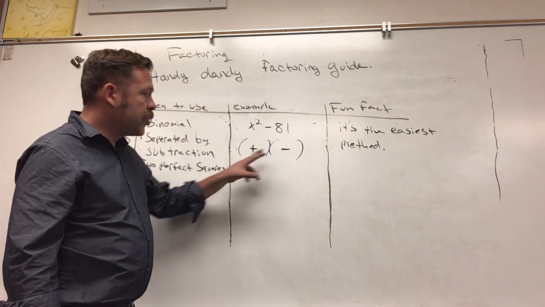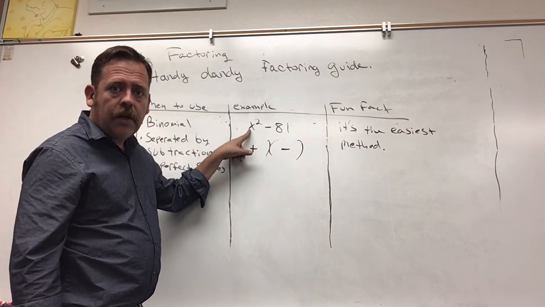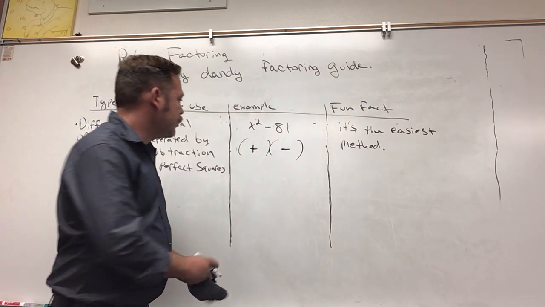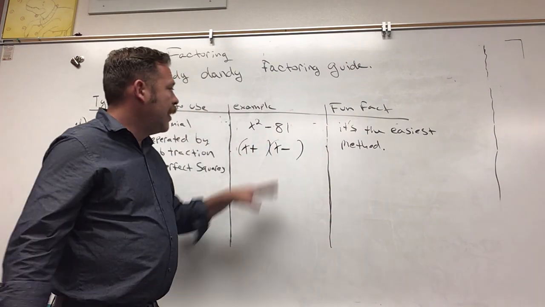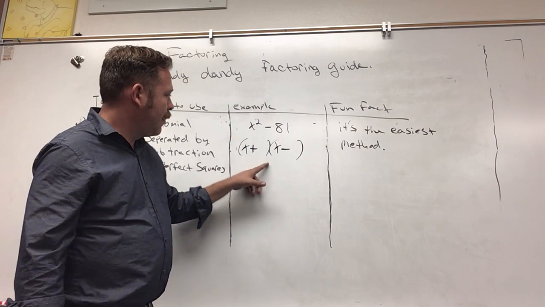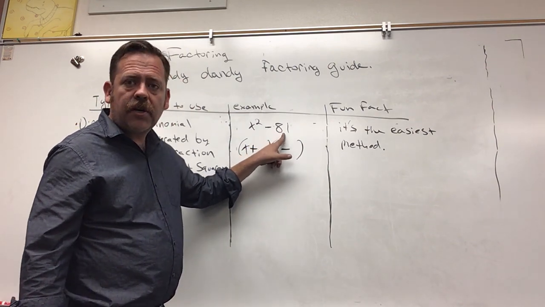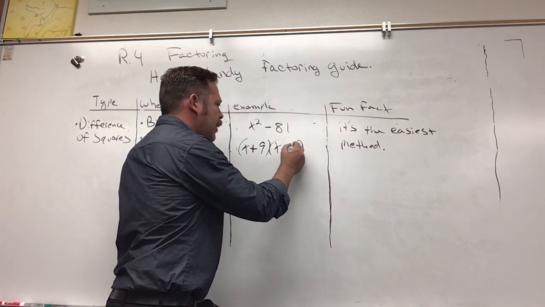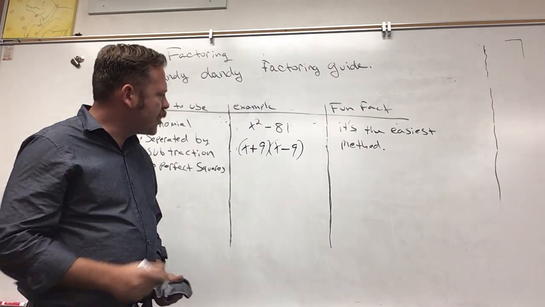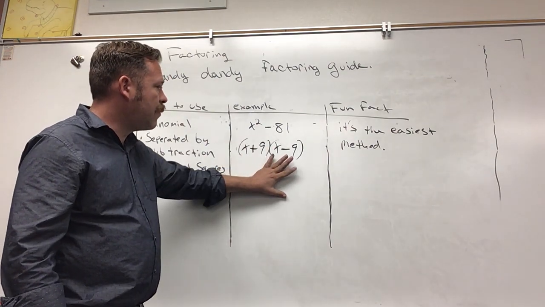And then the first term in each factor is going to be the square root of the first term. So what's the square root of x squared? X. And then x here as well. And the second term of each of these factors is going to be the square root of the second term. So what's the square root of 81? It would be 9 and 9. So x squared minus 81 factors to x plus 9 and x minus 9.